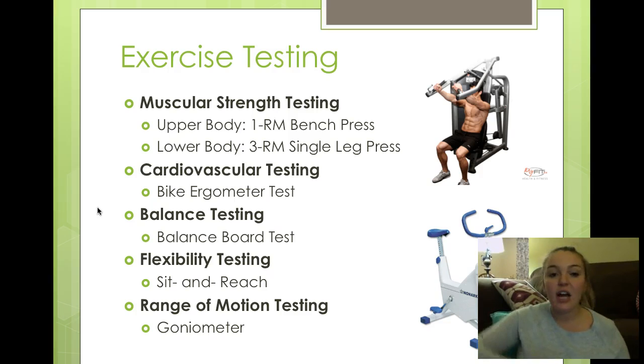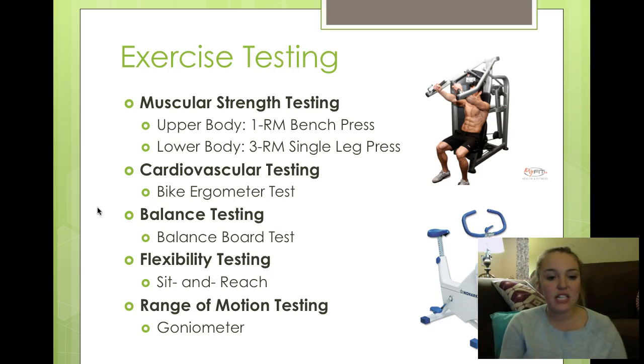Exercise testing that I would do for him is for muscular strength testing. For upper body, I would do a 1 RM bench press, and I would do it on a machine because of the balance issue that he would have because of the prosthesis. For lower body, I would do a 3 RM single leg press. I would do it one on each leg because you would like to compare the strength of each leg, the one with the prosthesis and the one without.